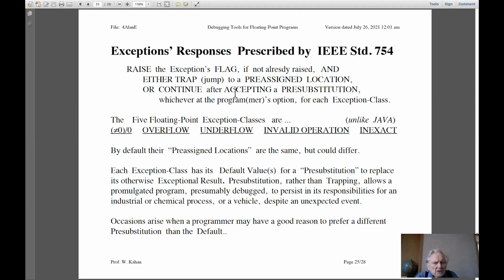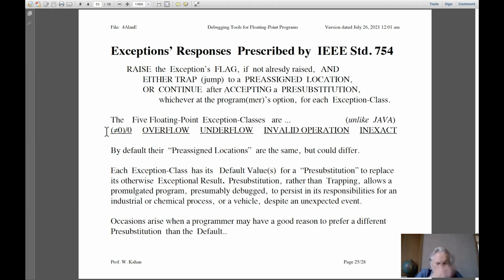So you can either trap, stop, go somewhere else, or you can continue after accepting a pre-substituted value. If an exception occurs, you could say, well, if overflow occurs, actually any sufficiently big value is good enough. I'll be able to continue the computation if that big value is enough, because I intend to divide by it. So here are the options available to you, and the 5 floating point exception classes.